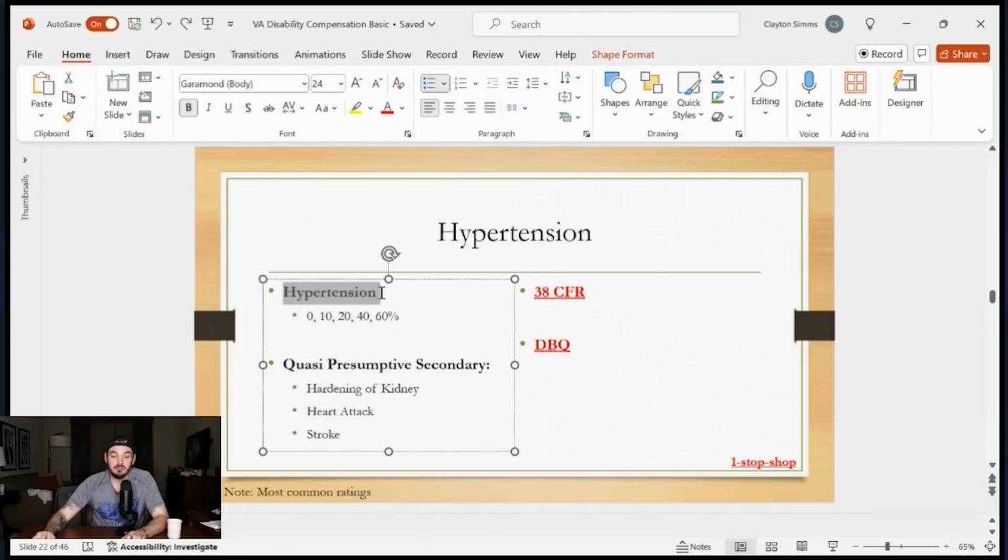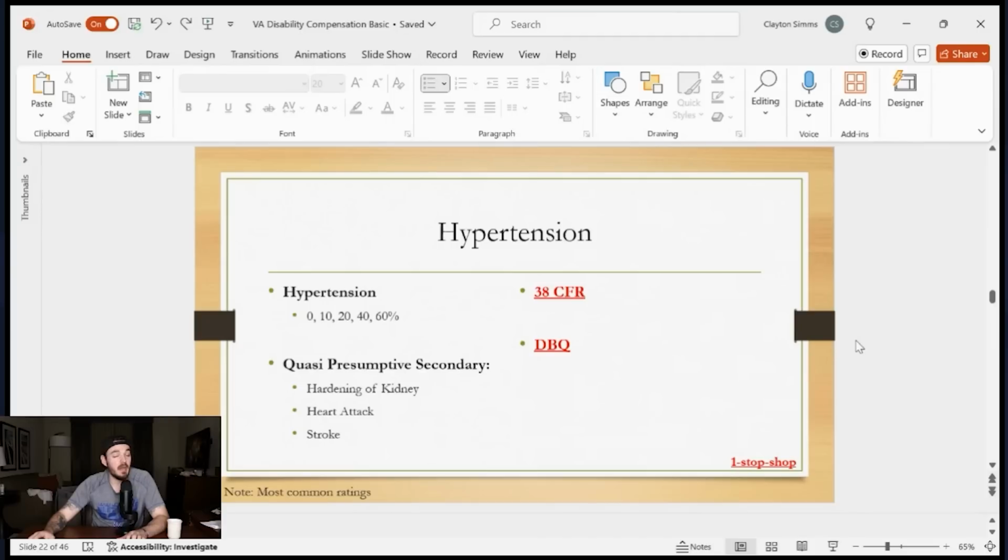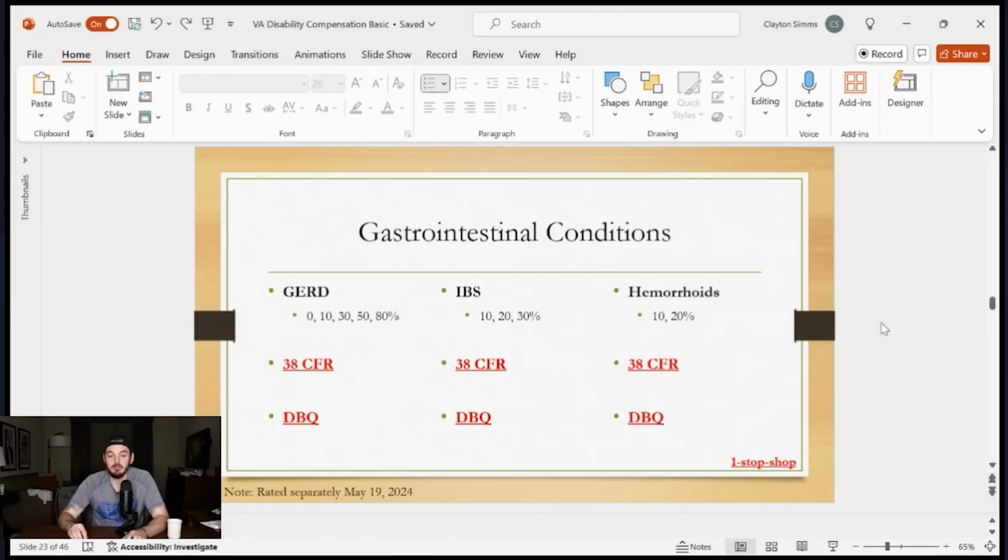Now, side note, we do see 60% for hypertension. By far, the most common rating for hypertension is 0%. In 38 CFR, you'll see medication for 0 and 10%, which is definitely going to play a factor.